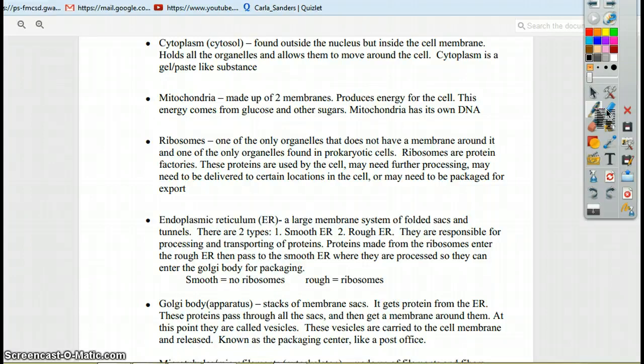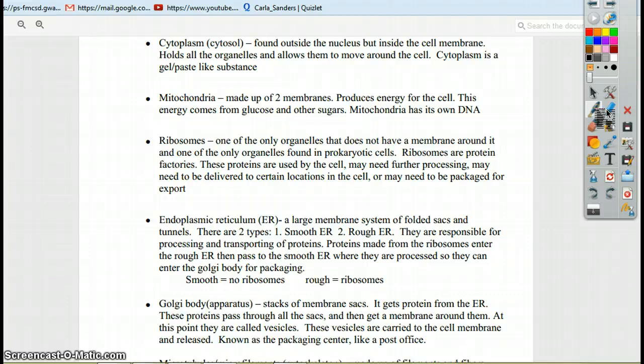Another name for cytoplasm is cytosol. Okay, so cytoplasm holds your cell parts, all these other organelles, allows them to move around the cell. If you've ever seen Ghostbusters, in Ghostbusters there's the ectoplasm, and that's that green stuff that those ghosts spew out. Well, plasm, here, cytoplasm, ectoplasm, gooey stuff, but cytoplasm is actually found in your cells and not with ghosts.